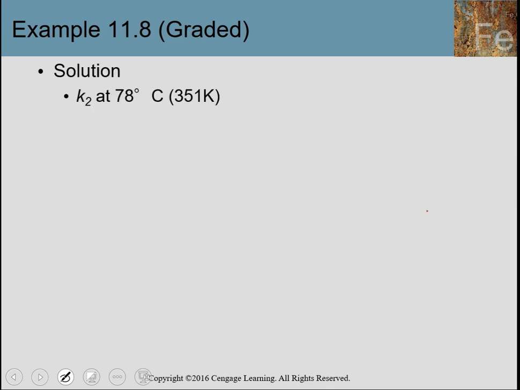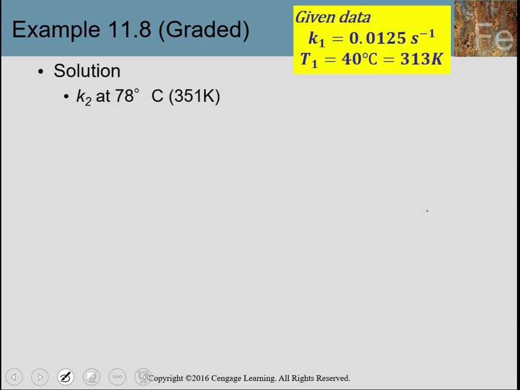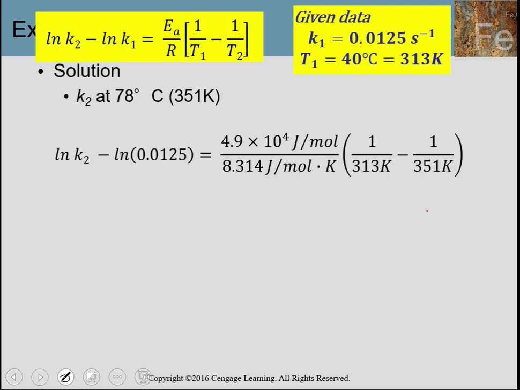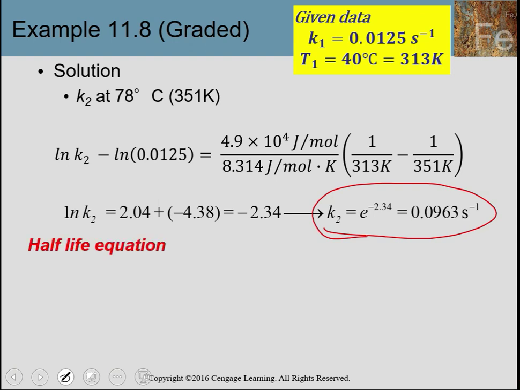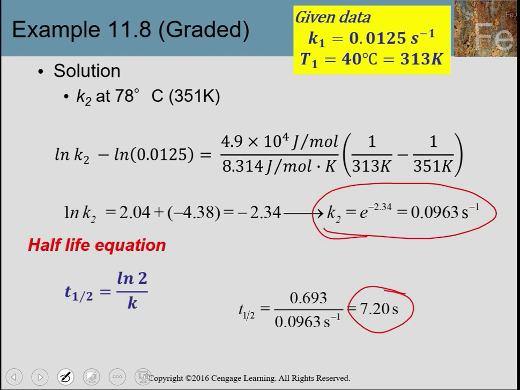So let's do this. First thing we've got to do is find out what K2 is. So we're going to plug the numbers that we had into the equation, and then we're going to do the math and find that K is 0.0963. Okay? Then we're going to put that into the half-life equation, natural log of 2 over K, plug that in, and we find that the half-life of our reaction is 7.2 seconds. Okay, last question.